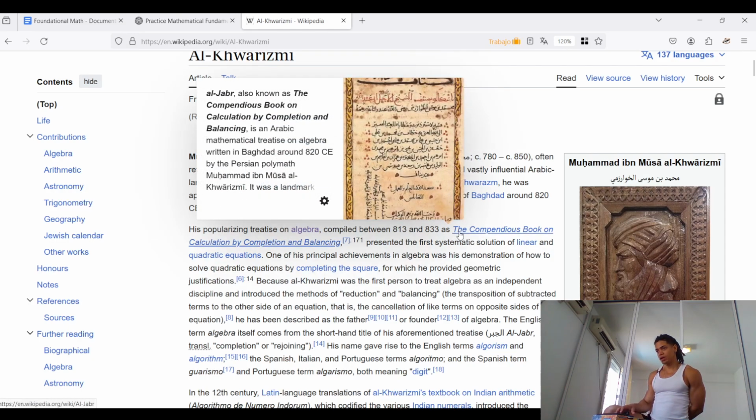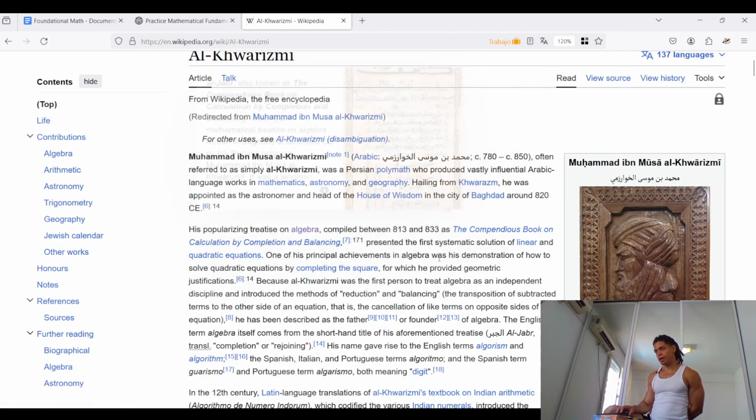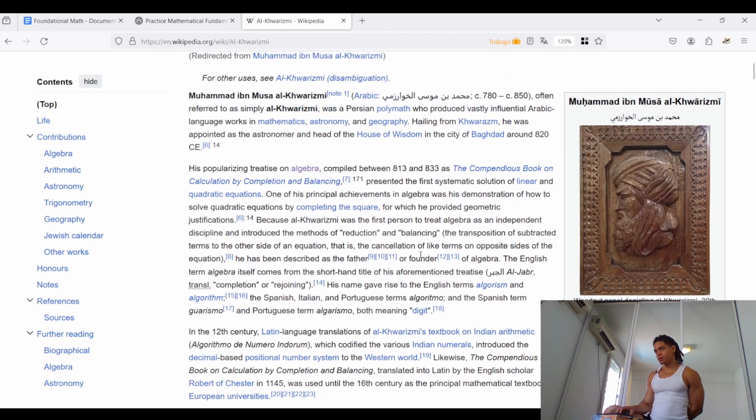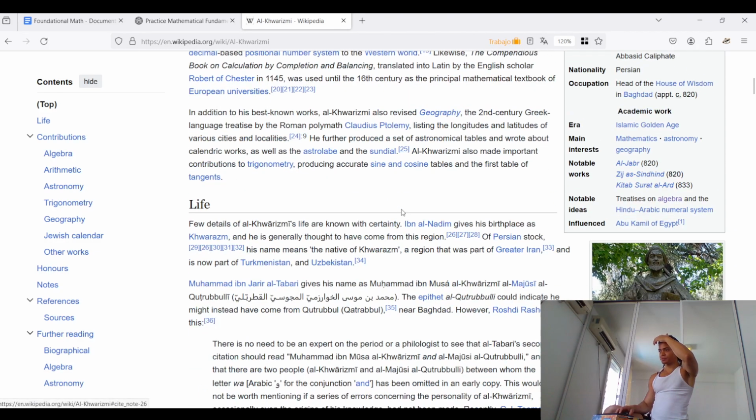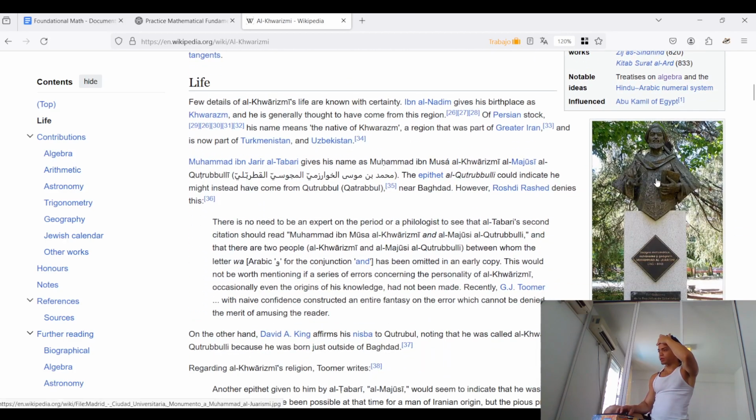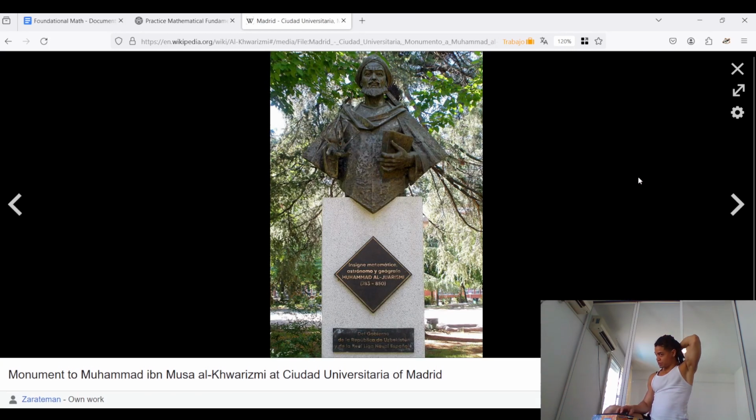His popularized treatise on algebra, The Compendious Book on Calculation by Completion and Balancing, presents the first systematic solution of linear and quadratic equations. But again, the whole point of this, okay, al-Khwarizmi.